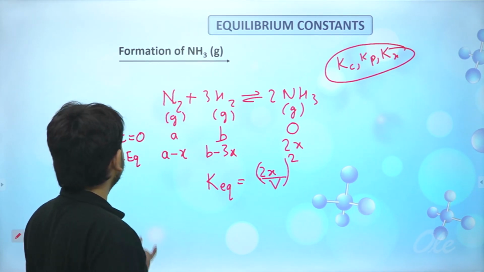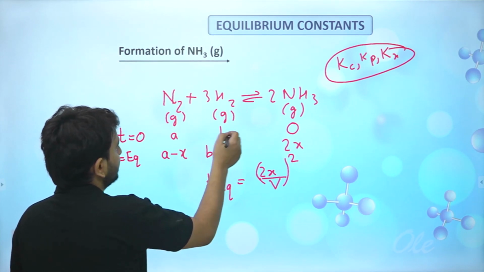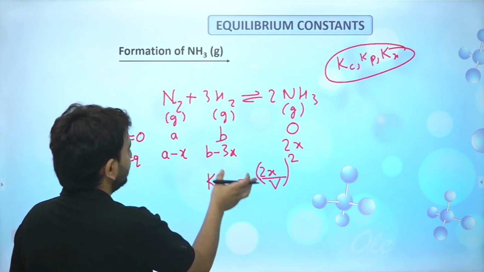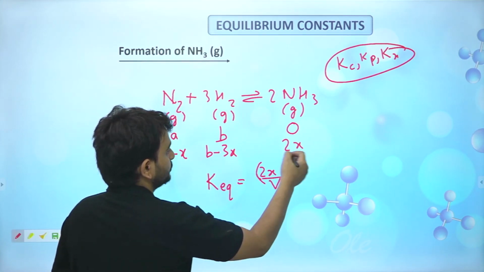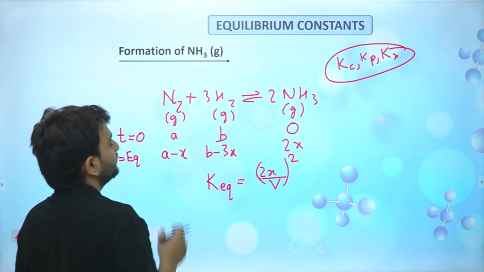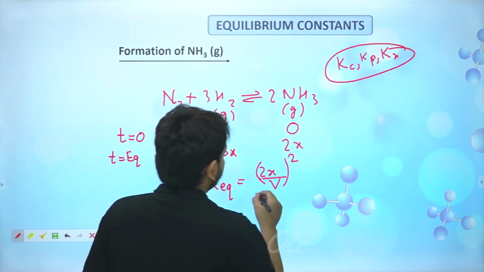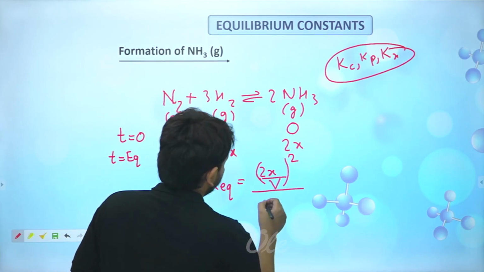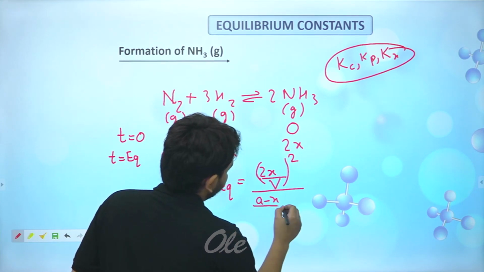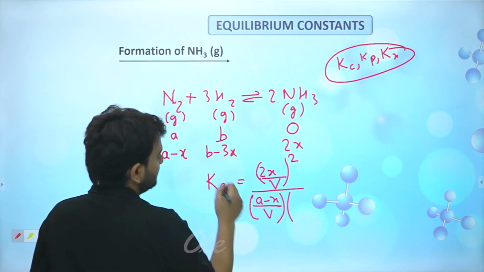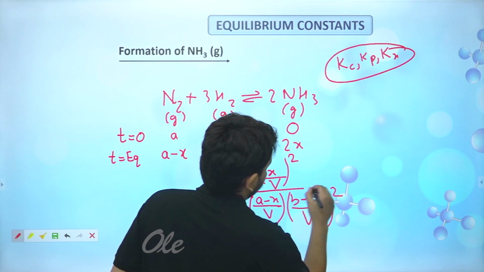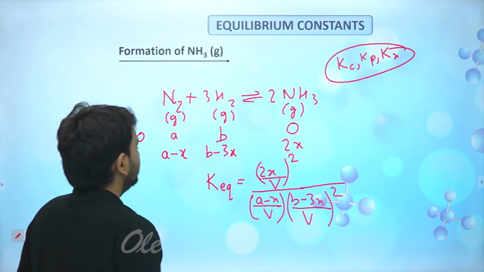Guys, do remember this. If we are talking about concentration, initially it was A by V, B by V. Now it becomes this, so 2x by V whole square. The final volume at equilibrium is V, let's say. So the concentration, because 2x is the number of moles, B minus 3x is the number of moles of H2 at equilibrium, and A minus x is the number of moles of N2 at equilibrium. So 2x by V whole square over A minus x by V raised to the power 1, of course, and then B minus 3x by V raised to the power 3.